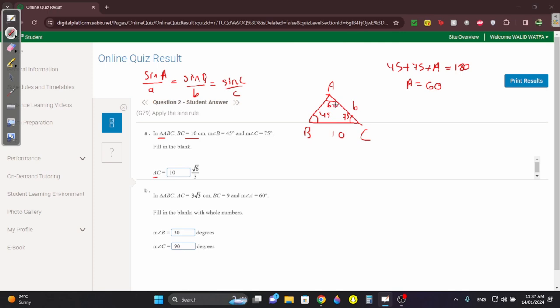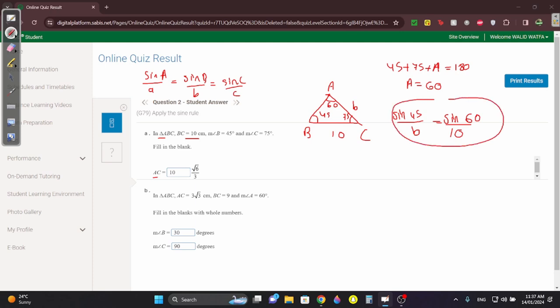Okay, so now let's solve. We want side B. Always start with the side you're trying to find. Side B is opposite to angle B, so we do sine B, which in this case is 45, over side B equals, then you start with the side you actually have, 10. 10 is opposite to angle A, so 10 is A. So sine of the angle opposite to 10, sine 60, over 10.